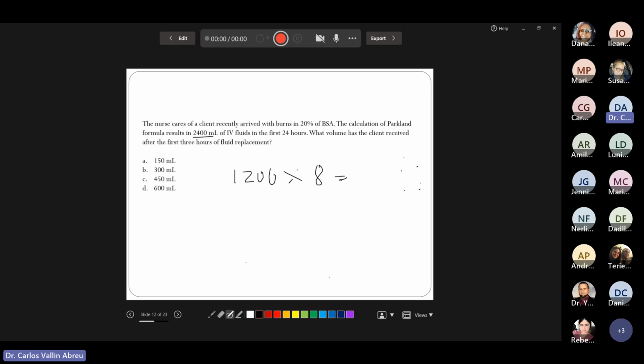Let me see. 1200 divided by 8 is 150. It is going to be 150 milliliters per hour. And they are asking you in the first 3 hours. So if each hour you are having 150, in 3 hours you're going to have how much? 450.